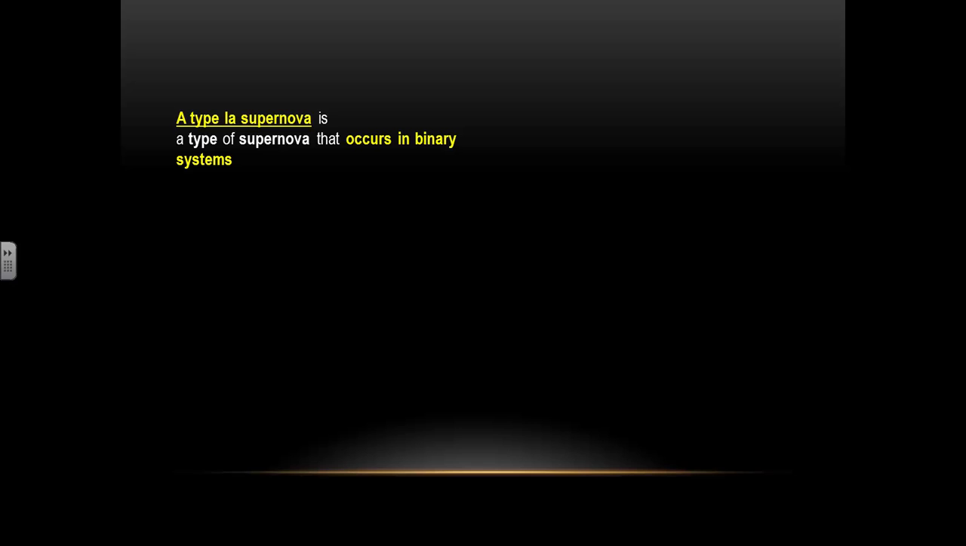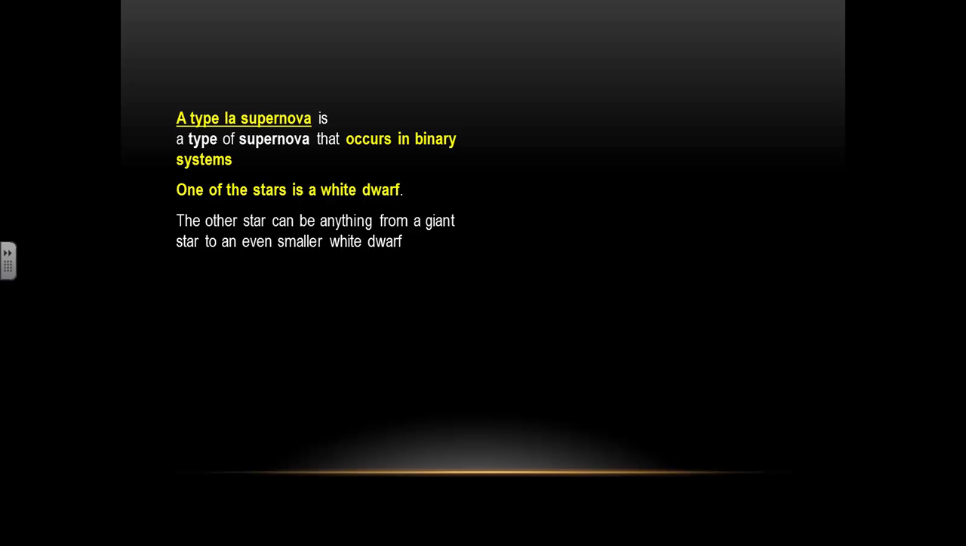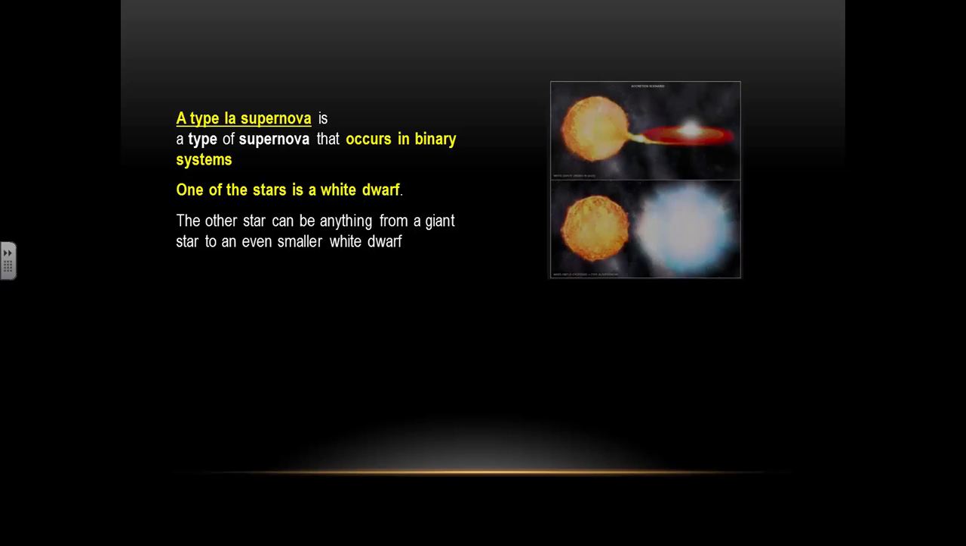We're going to look at supernovae, in particular type 1a and type 2 supernovae. First of all, type 1a supernova. This is a kind of supernova that occurs in binary systems. One of the binaries has to be a white dwarf, and the other star can be anything from a giant star even to a smaller white dwarf. And this is how it appears.